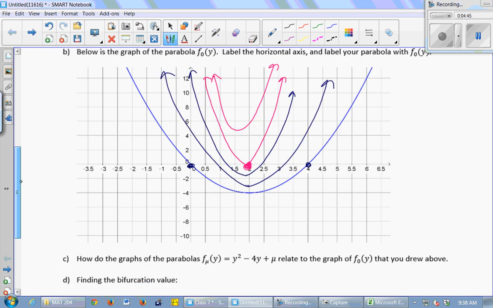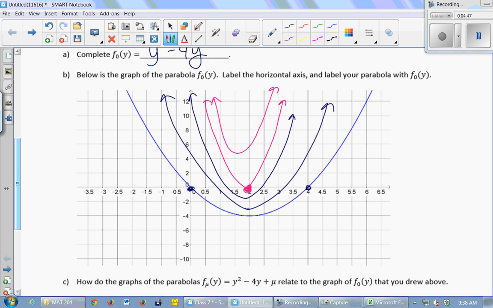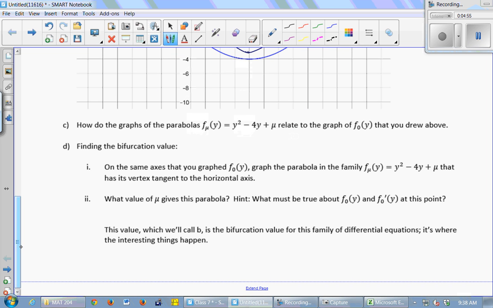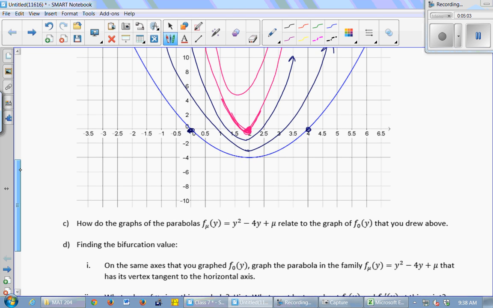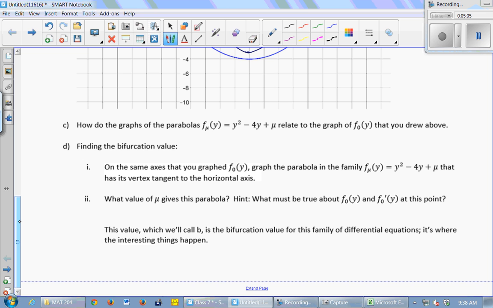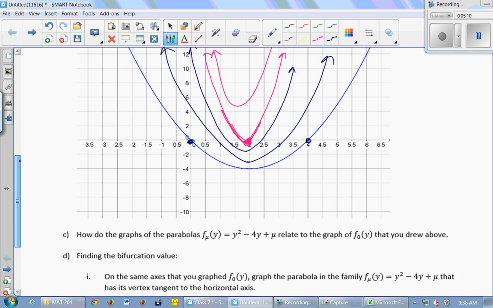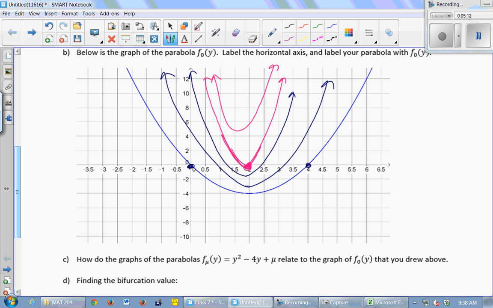So we have to figure out how to find the value of μ where this happens. That's the bifurcation value. We drew the one that has its vertex tangent to the horizontal axis, the first pink parabola. So how can I find that value of μ? How do I figure out exactly how much to shift that parabola up so that it's exactly tangent to the x-axis?